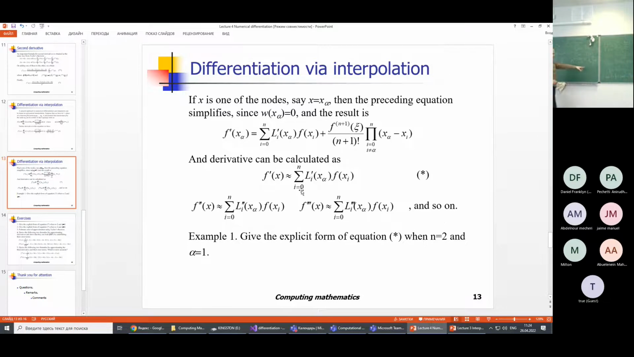The derivative of a sum equals the sum of the derivatives, but the derivative of a product, no, it's a more complex formula. It's the derivative of the first times the second, f prime times g, plus g prime times f. This is the rule of differentiation of the product of two functions.